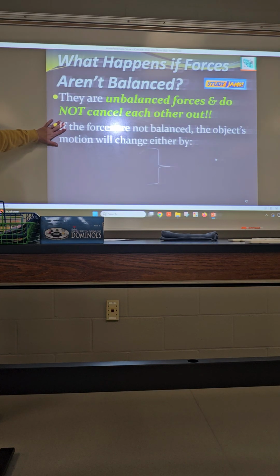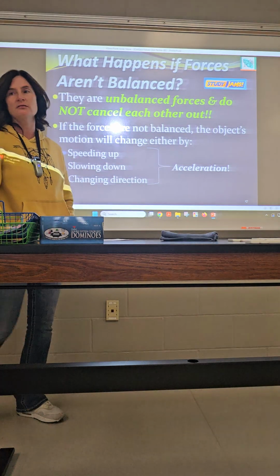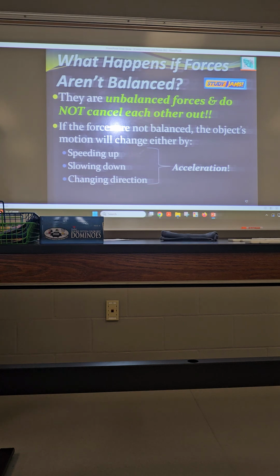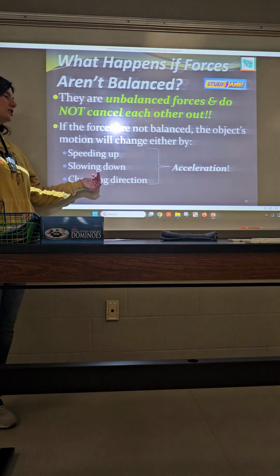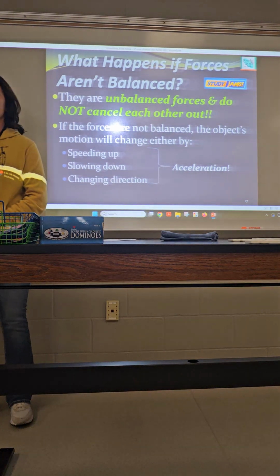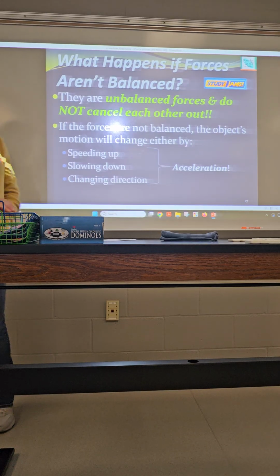And if they don't cancel out, then we're going to get something that is either going to speed up, slow down, or change directions. And that is the official definition of acceleration. Anytime an object does any of those three things, it's considered accelerating. And speeding up and slowing down is easy. Changing of direction is very specific to physics and science, where we don't really think of that. You don't think of changing a direction as an acceleration, but obviously if you speed up or slow down, that's our go-to thought for acceleration.